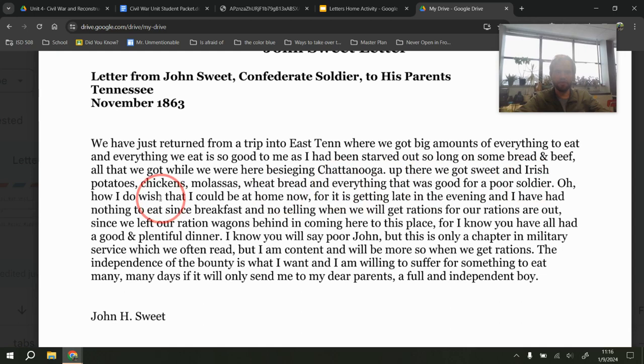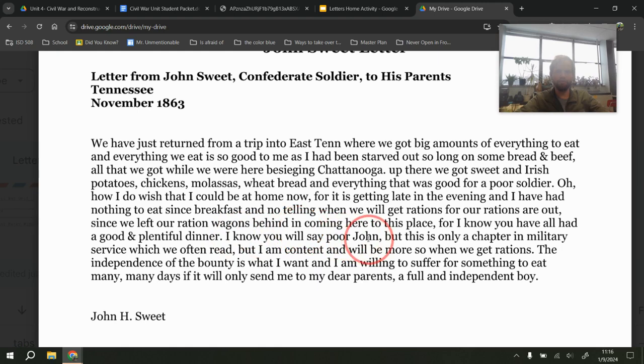Oh, how I do wish that I could be at home now, for it is getting late in the evening, and I have had nothing to eat since breakfast, and no telling when we will get rations, for our rations, which is food, our rations are out, since we left our ration wagons behind in coming here to this place. For I know you have all had a good and plentiful dinner. He seems very hungry. He's written a lot about food.